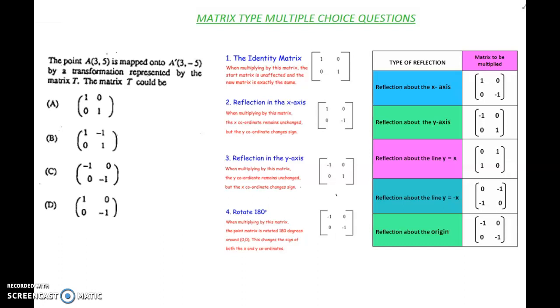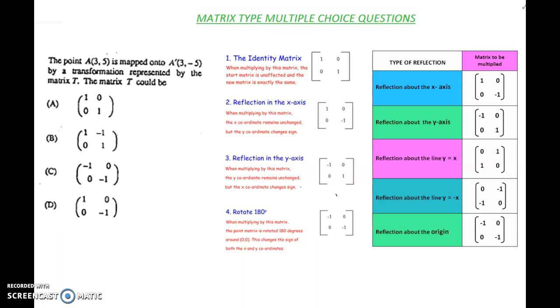And then reflection in the y-axis, it says when multiplying by this matrix, the y-coordinate remains unchanged and the x-coordinate changes sign. When we do a rotation of 180 degrees, when multiplied by this matrix, the point is rotated 180 degrees around the origin. This changes the sign of both the x and y coordinates.